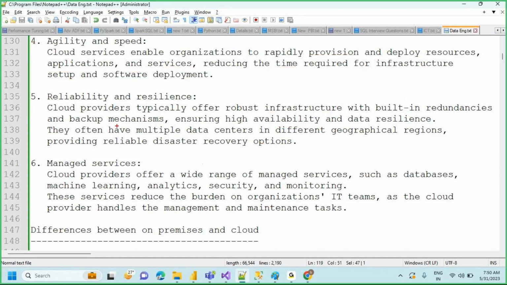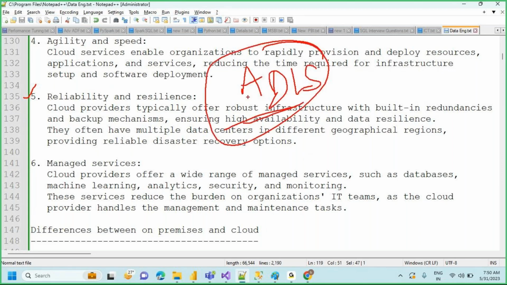And reliability and resilience. Replication is available in the cloud systems. So what are the replications, what are the redundancies? I'm going to talk about it in more detail when I talk about ADLS, Azure Data Lake Storage, or anything that is going to be replicated by default in 3 different places. Where exactly and how exactly it is going to be there, I'm going to talk about in more detail. So we don't require to maintain all these things if it is a cloud.